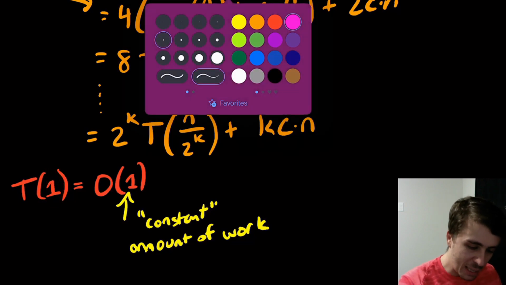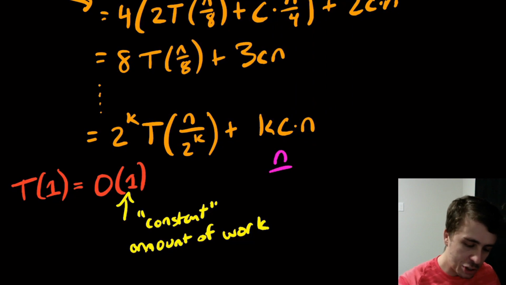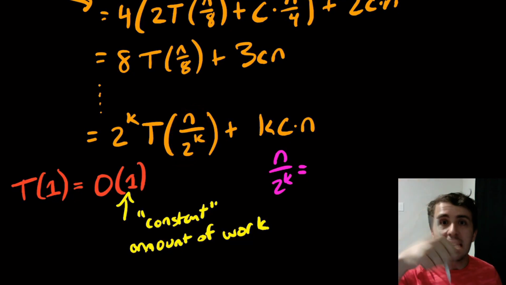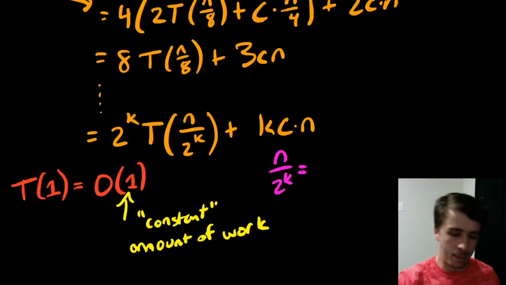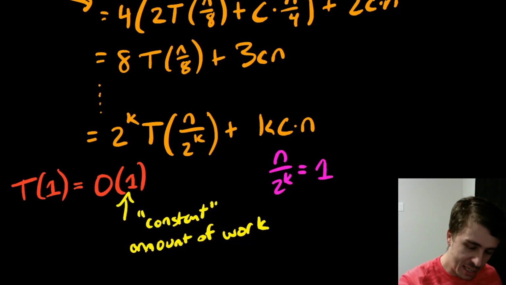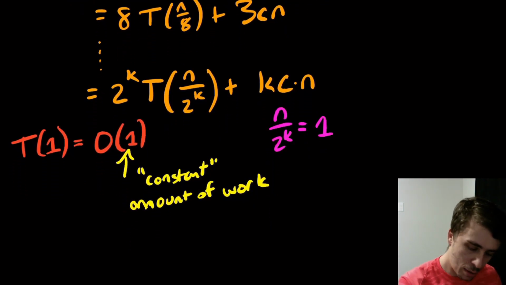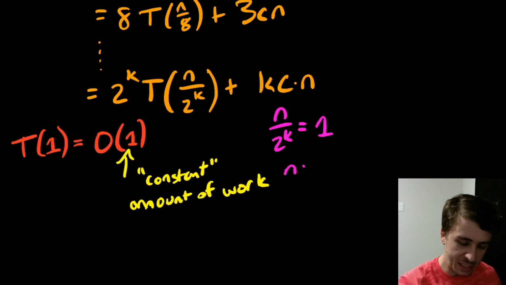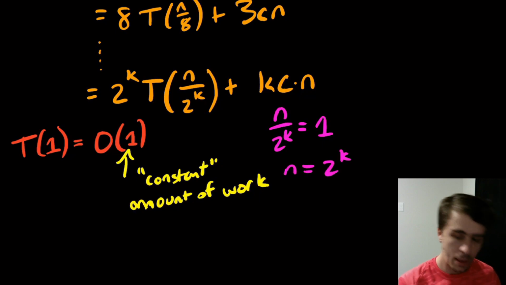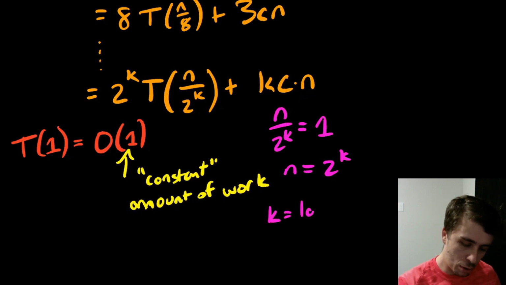Well, it's actually really easy. All that we need to do is just to solve the equation n over 2 to the k, which is what this is. When is that actually equal to 1? So when is that equal to 1? Well, if we rearrange that, that says n is equal to 2 to the k. And if we remember our basic logarithm rules, this is saying that k is equal to log base 2 of n.